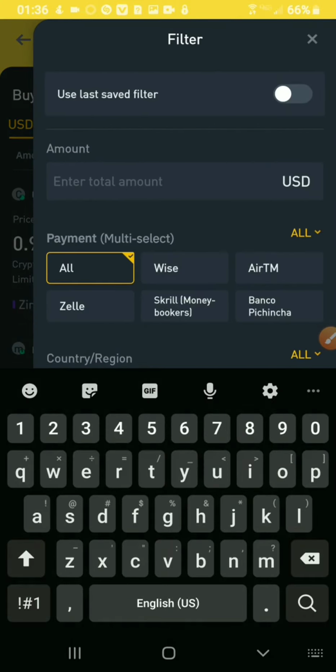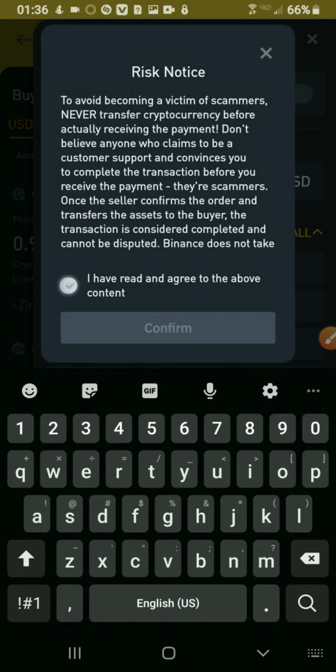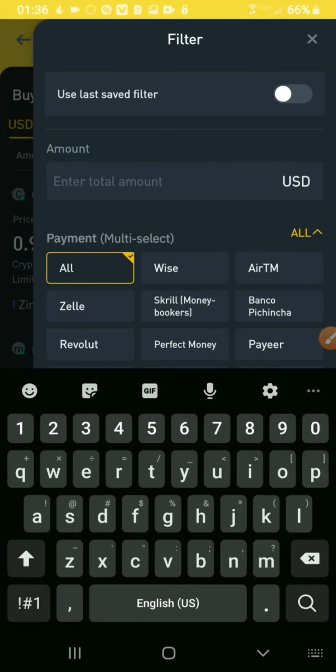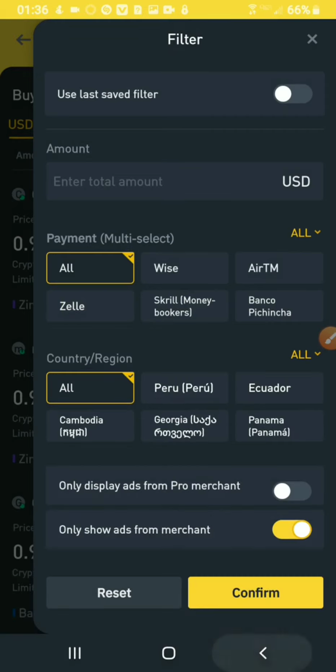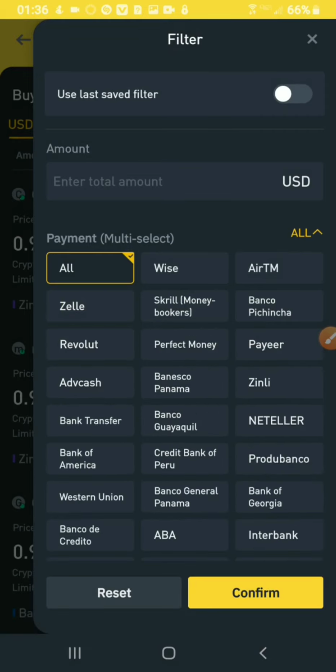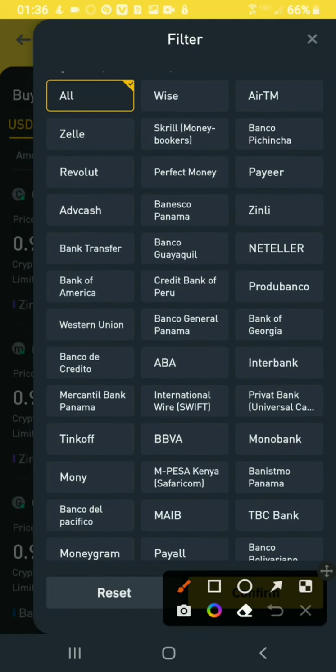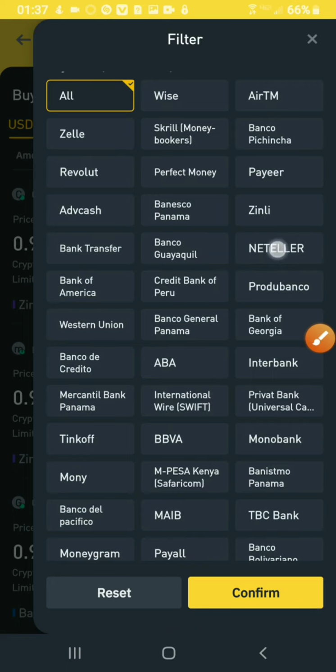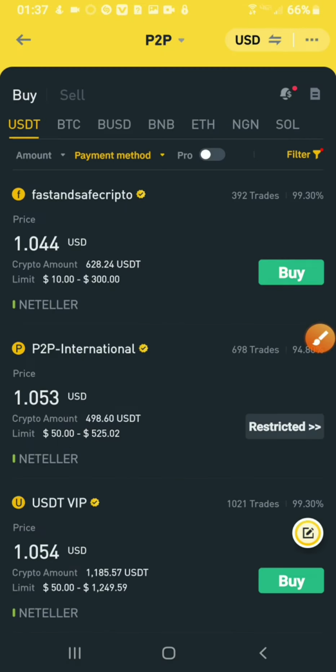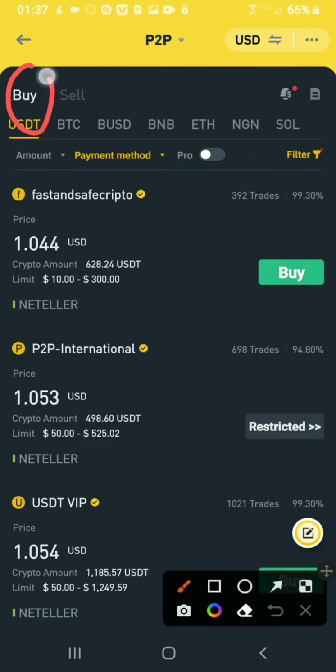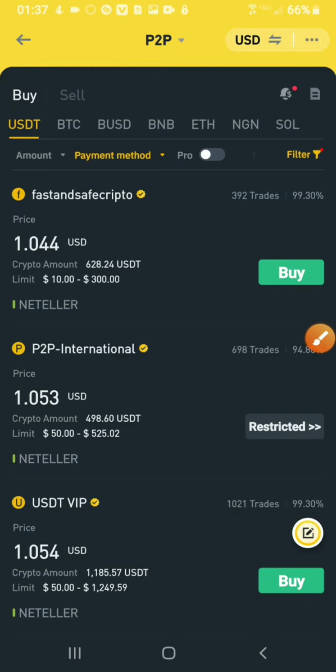Then you go to payment method. You can come to filter here, you go to all payment methods. Always click on this to confirm it. So go to all. From here you can see Netilla. These are the different payment methods, so there is a lot of arbitrage opportunity with this. You select Netilla. What this means is it will select only persons who are accepting Netilla when you want to buy. Remember, we are buying using Netilla.